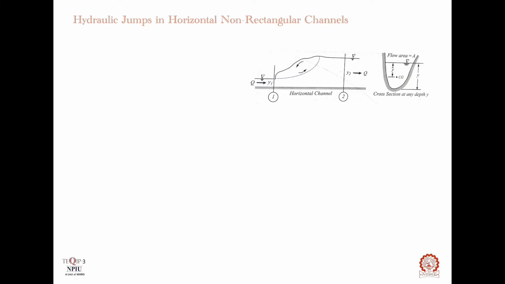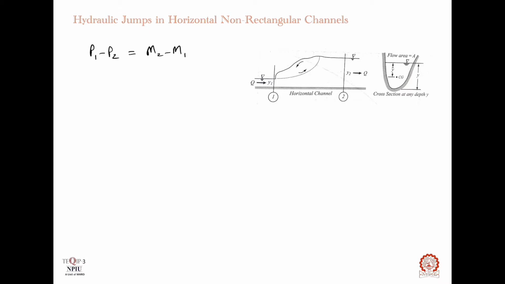Consider a horizontal frictionless channel of any arbitrary shape. The momentum equation for this channel for hydraulic jump will be P1 minus P2 is equal to M2 minus M1. The weight term and the friction term will be ignored here because we are considering a horizontal frictionless channel.